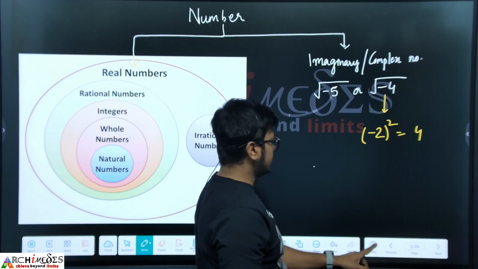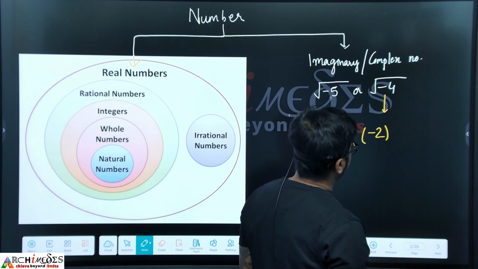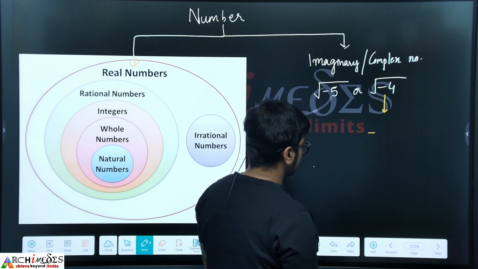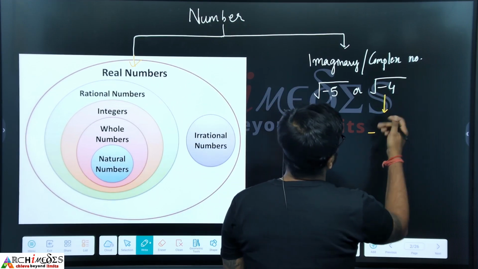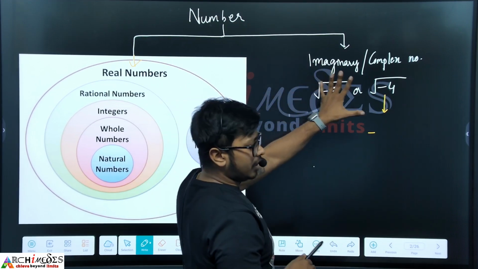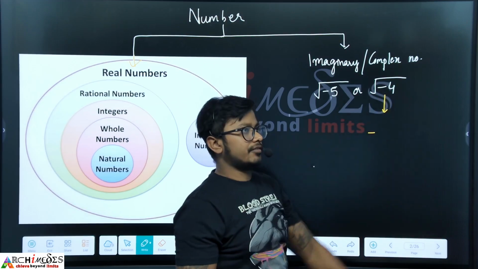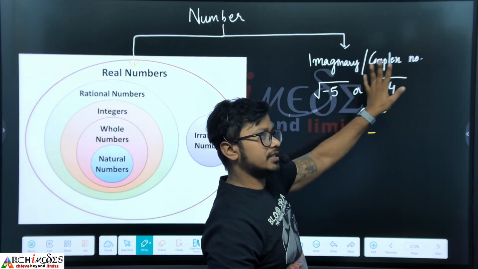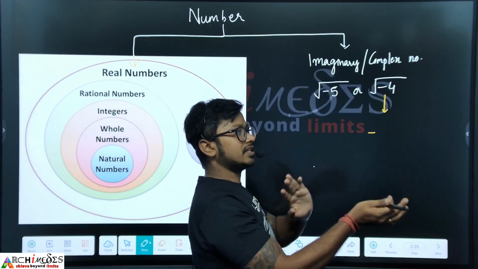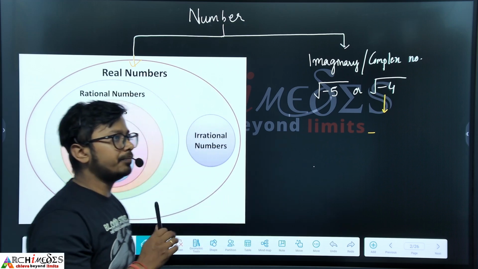So wherever you see an under root part that is negative, that implies this is imaginary. This one you learn in class 11. So let's forget about the imaginary. You just have to identify which is imaginary and which is your real number. Now the main part is the real number.